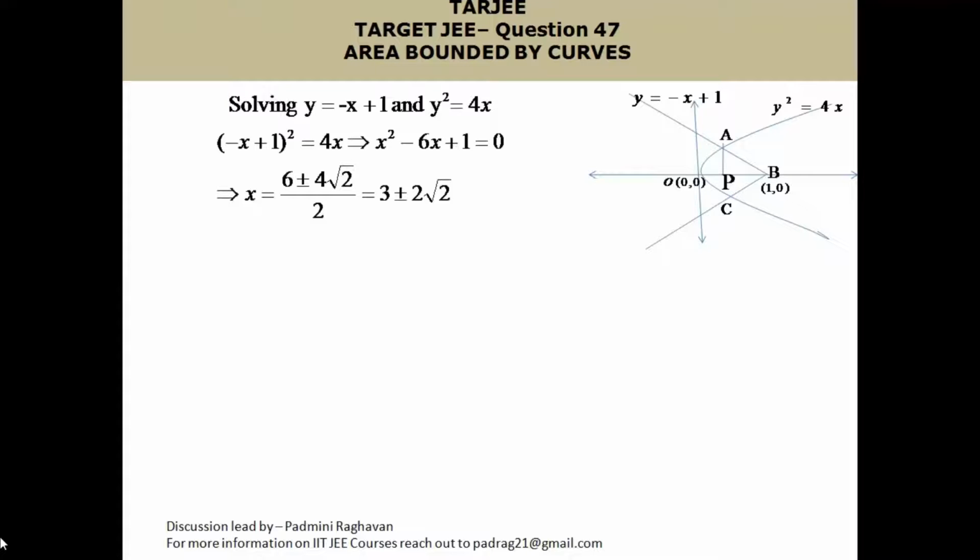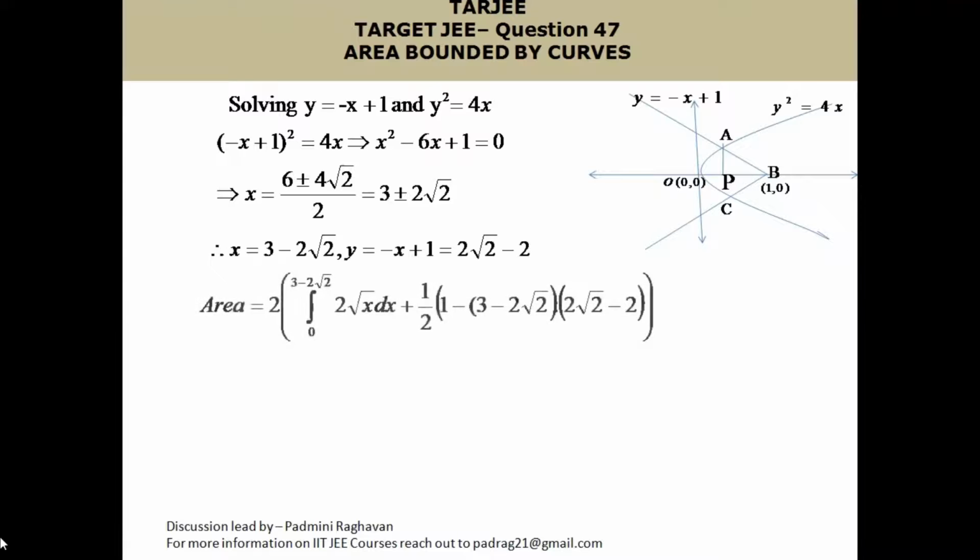But the x-coordinate of the point A should lie between 0 and 1. So we have to consider the x-coordinate of A to be 3 - 2√2. Substitute x = 3 - 2√2 in the equation of the line y = -x + 1. We get y = 2√2 - 2.